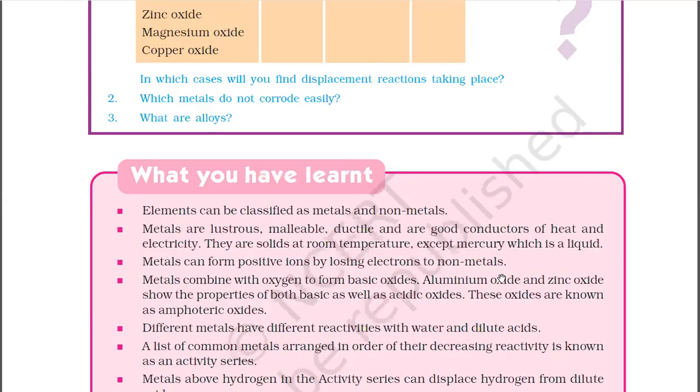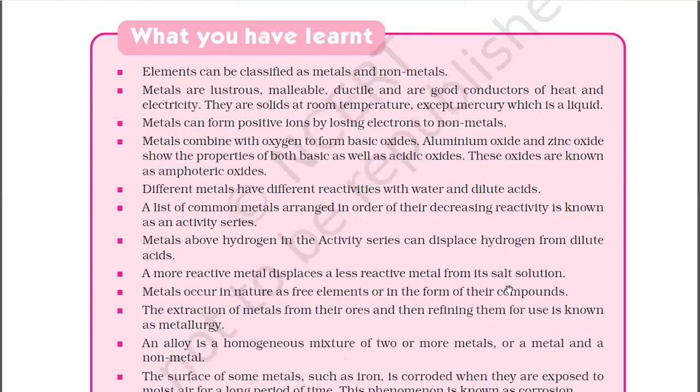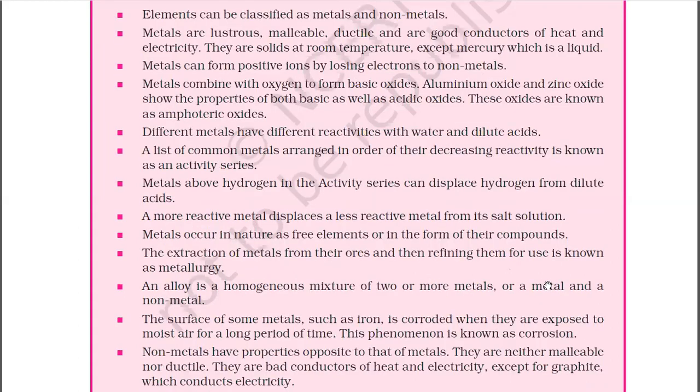What you have learned. Elements can be classified as metals and non-metals. Metals are lustrous, malleable, ductile, and are good conductors of heat and electricity. They are solids at room temperature except mercury, which is a liquid. Metals can form positive ions by losing electrons to non-metals. Metals combine with oxygen to form basic oxides. Aluminum oxide and zinc oxide show the properties of both basic as well as acidic oxides. These oxides are known as amphoteric oxides.